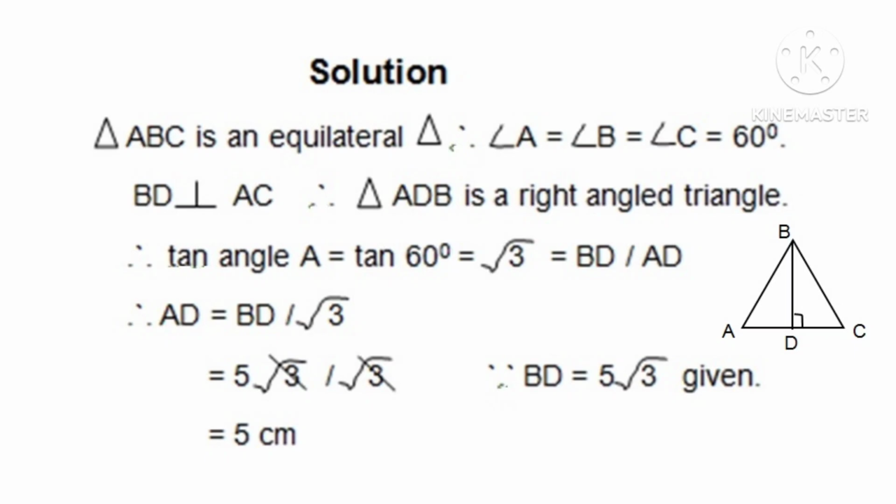Here, ABC is an equilateral triangle. Hence, angle A equals B equals C equals 60 degrees. BD is perpendicular to AC. Hence, ADB is a right-angled triangle. Hence, tan A equals tan 60 degrees is equal to square root 3. But tan 60 degrees is equal to BD upon AD. Therefore, AD equal to BD upon square root 3. BD equal to 5 into square root 3 is given. Hence AD equal to 5.